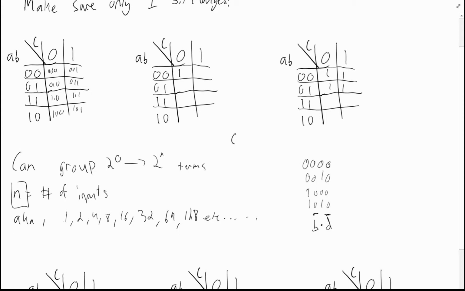So how many can you group? Well, it's 2 to the n. So you technically can go to 1 all the way to every single multiple of 2, or 2 to the n. Now, let's just do a practice and find the equations of this.